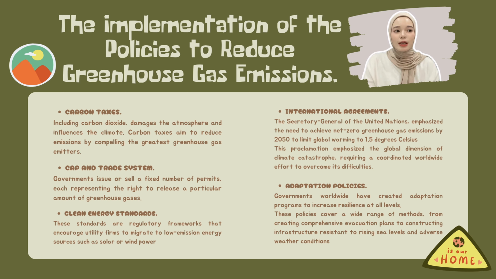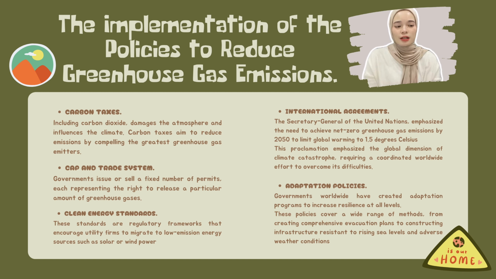The second point is the cap and trade system. The term cap and trade refers to a government program that limits the private sector's greenhouse gas emissions. In cap and trade systems, government issues or sells a fixed number of permits, each representing the right to release a particular amount of greenhouse gases. If a corporation needs more permits to manufacture its product, it must trade with another company to obtain them.